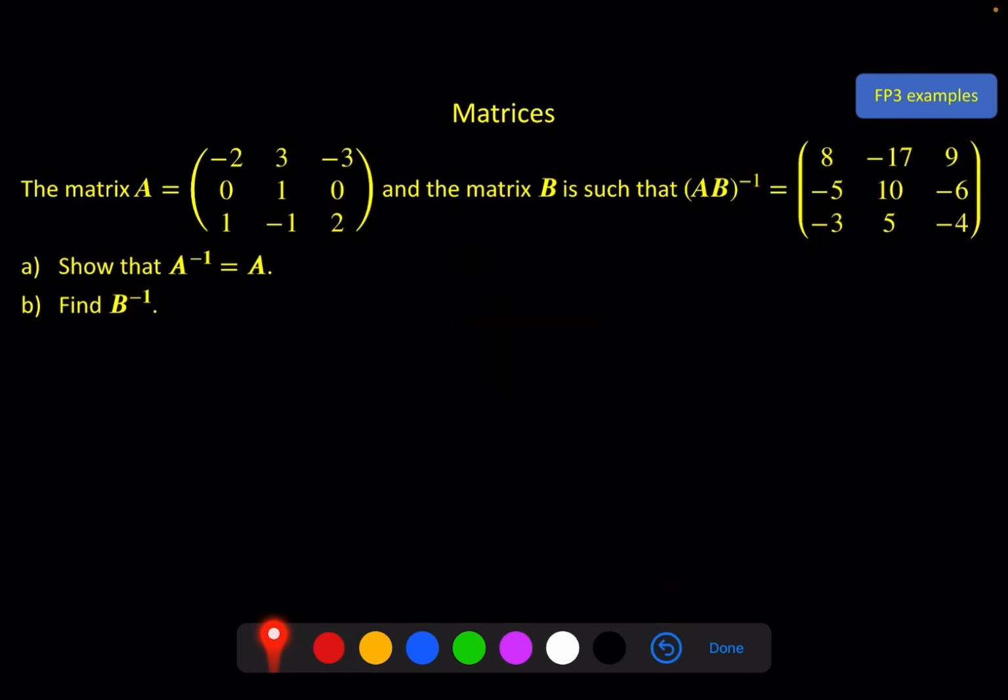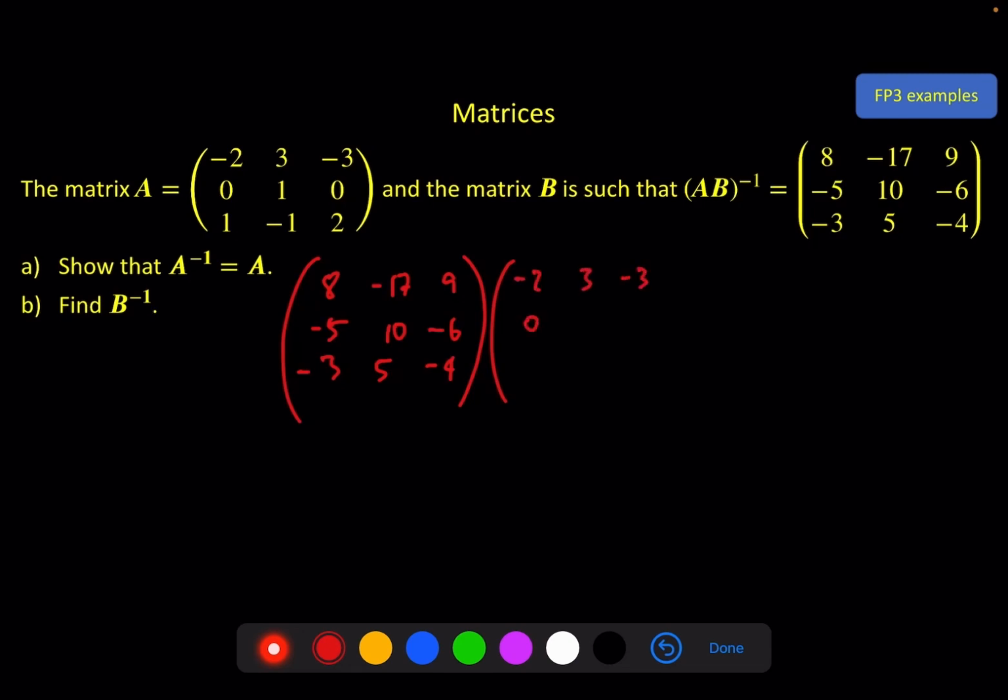So we've got on the left 8, minus 17, 9, minus 5, 10, minus 6, minus 3, 5, minus 4. And on the right, matrix A. I cleared that matrix algebra to make room for this, but again, in an exam, you would need that matrix algebra to show why this is going to give you the inverse of B. Okay, this is going to take some time.